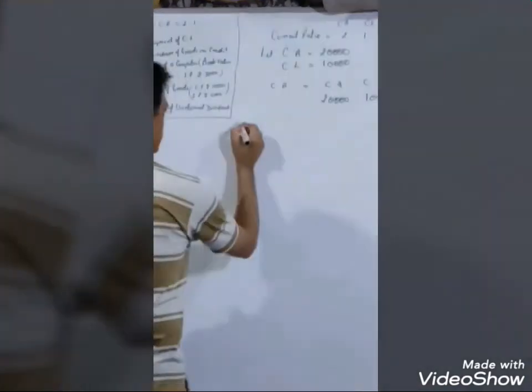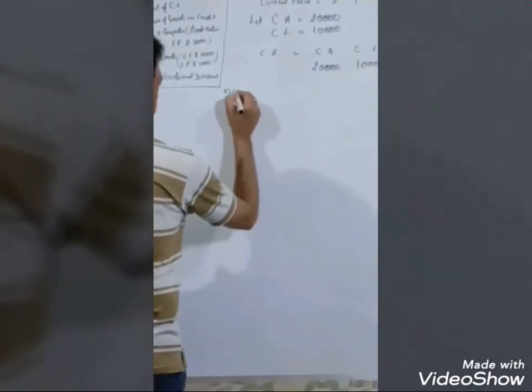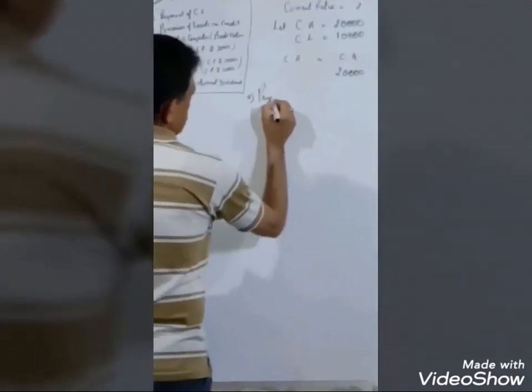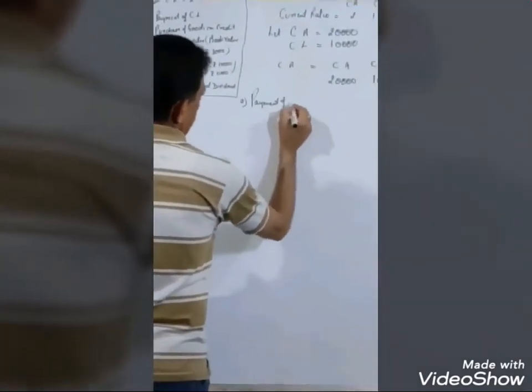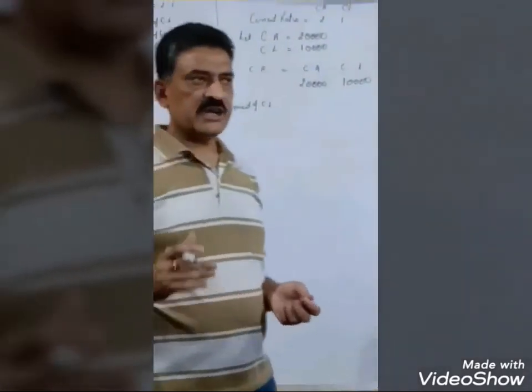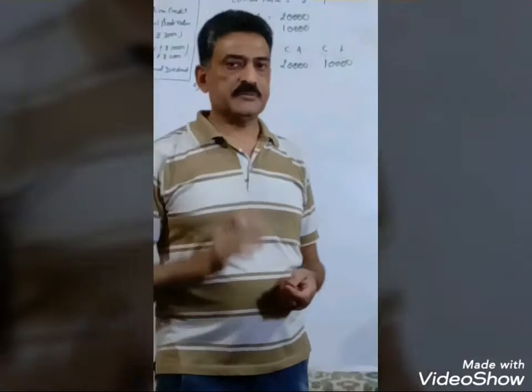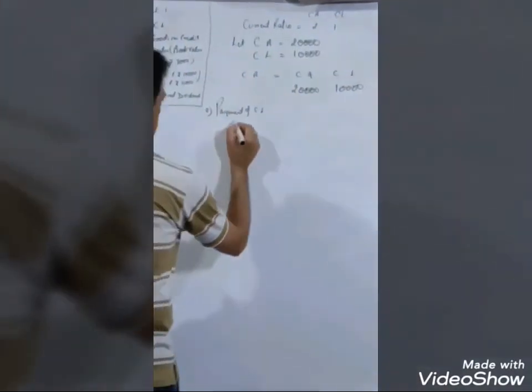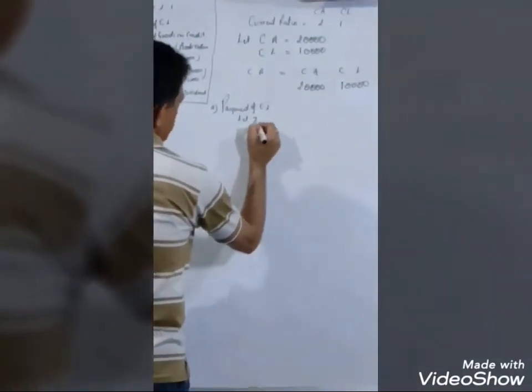Now the first transaction is payment of a current liability. First transaction, transaction A, payment of a current liability. Now the amount is not given, so let us assume that the amount is ₹5,000.